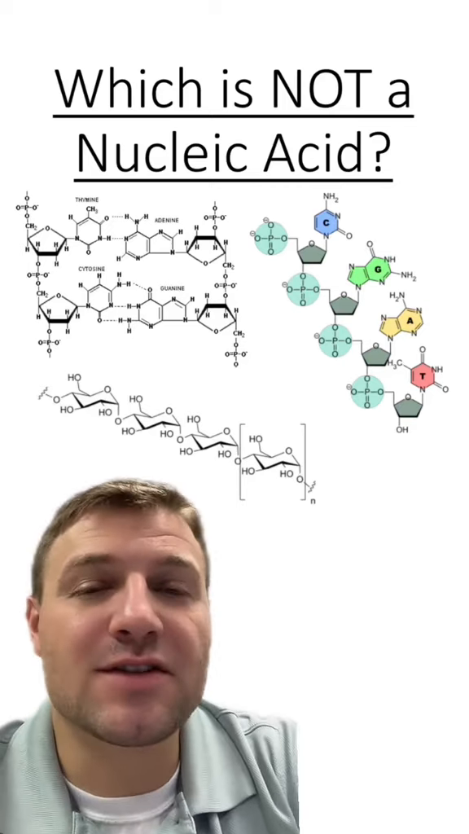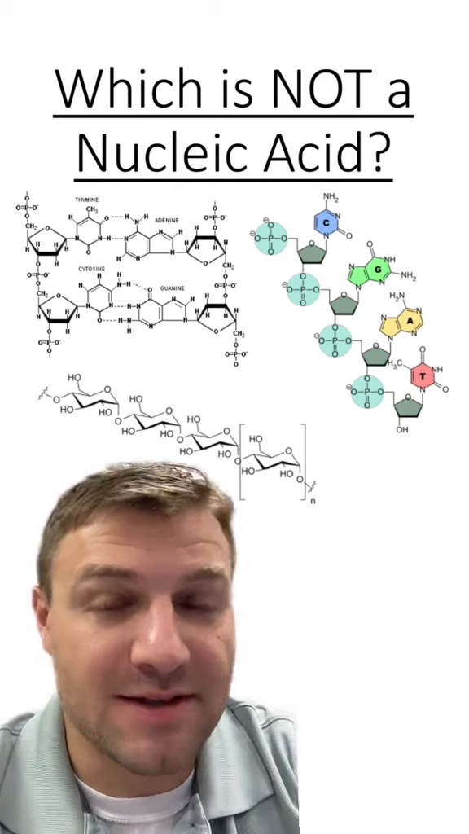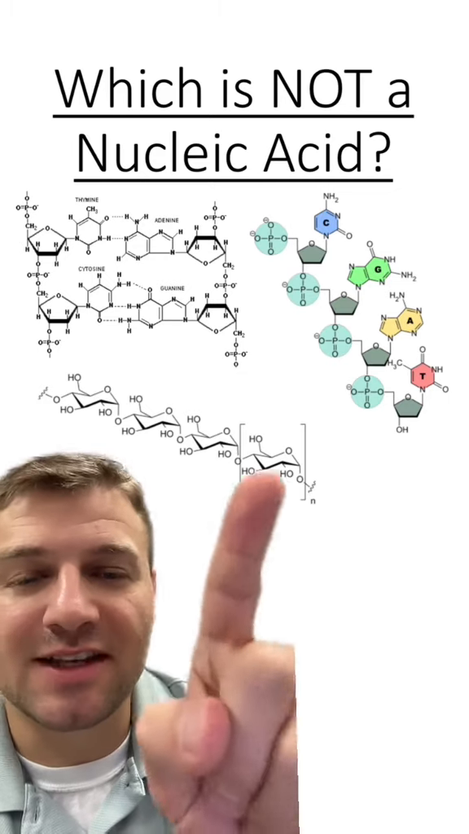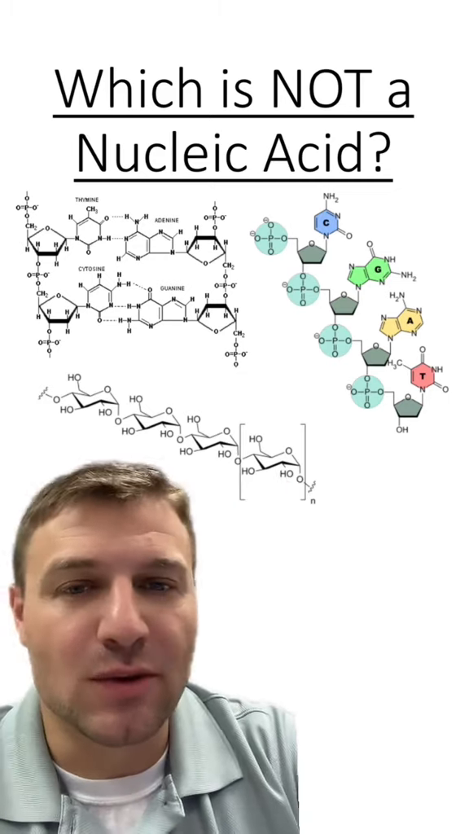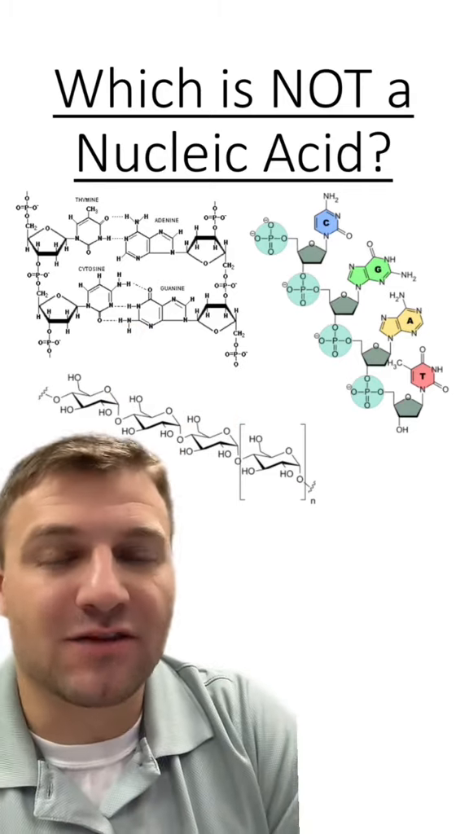And lastly, which of these is not a nucleic acid? Remember, nucleic acids are made of sugars, phosphates, and bases. And you can see this polysaccharide is not a nucleic acid. Even though it does contain sugars, it doesn't have those phosphate groups or the bases. Our two examples, DNA and RNA, are polymers of nucleic acids.